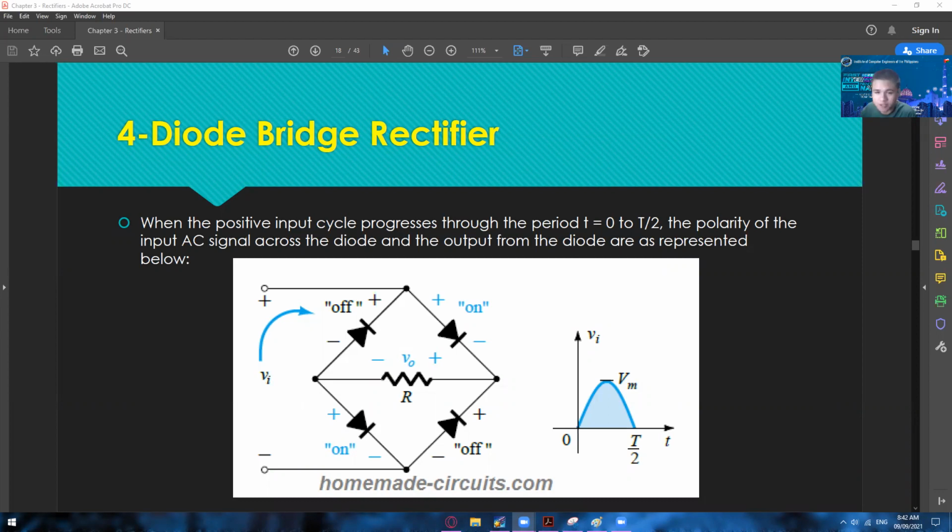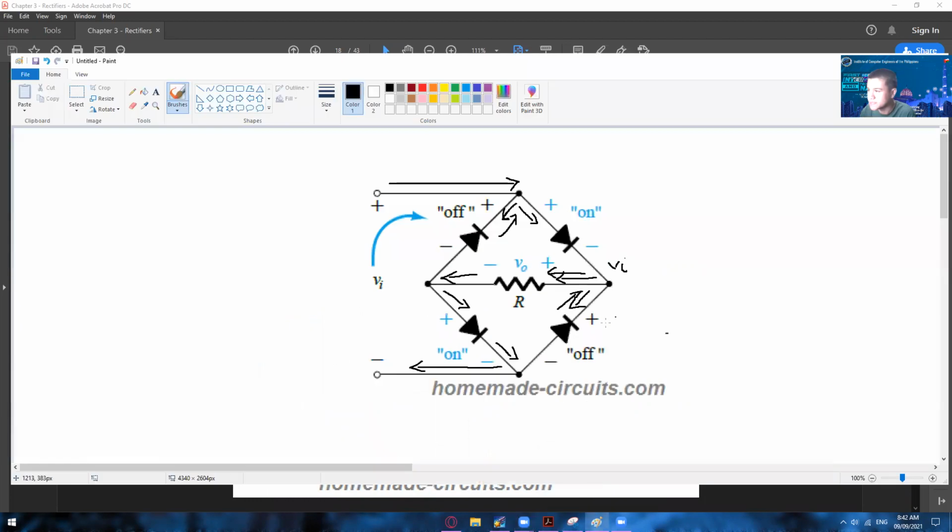so any questions so far regarding this circuit diagram? Questions or clarifications? Okay, so guys, none anymore.